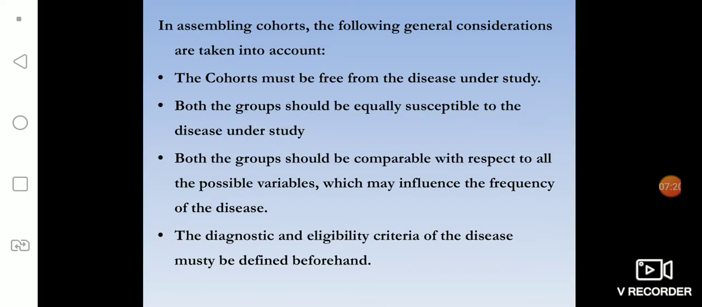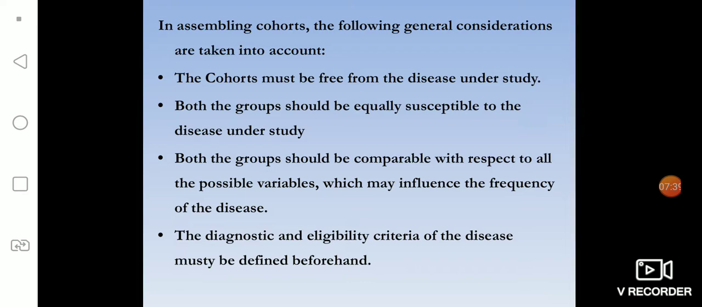So there are certain considerations which should be taken into account when you are planning for a cohort study. First and foremost, the cohorts must be free from the disease under study. Both the groups should be equally susceptible to the disease under study.